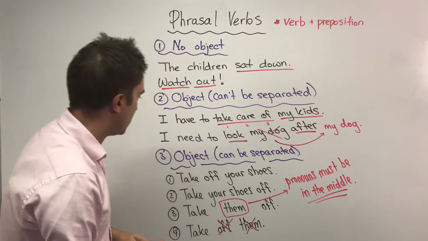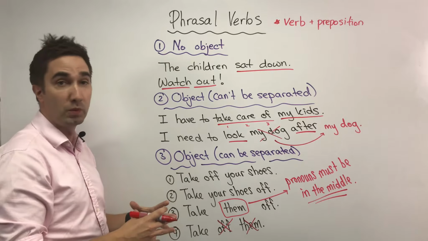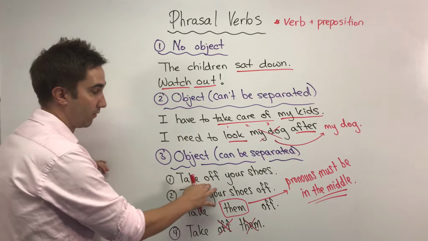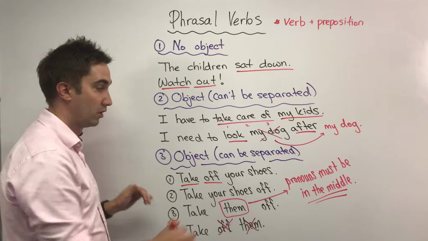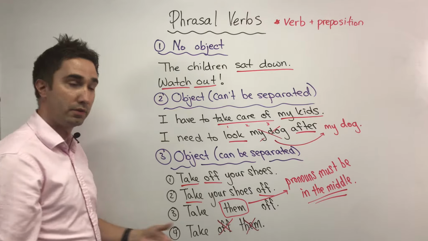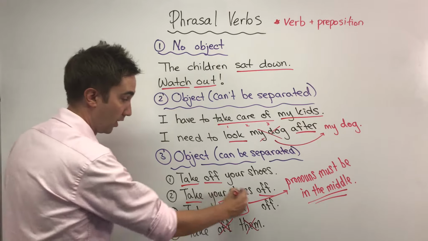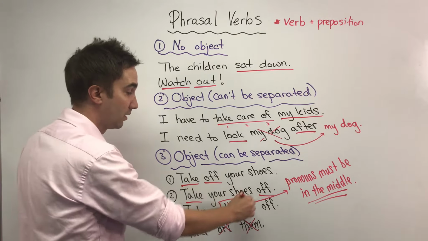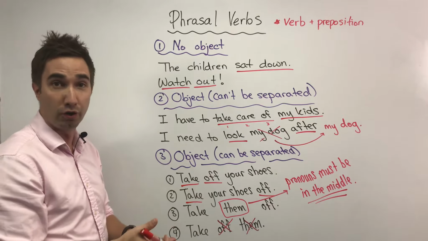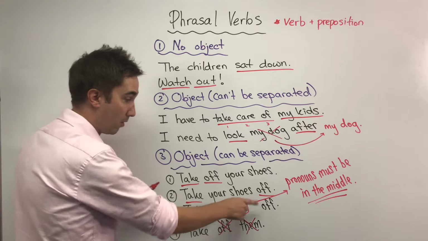Okay. Moving on to number two, these phrasal verbs have an object and we can separate them. So if you look at these examples, take off your shoes. The object is in the second part. Take your shoes off. The object is in the center. Take them off is okay. I'm using a pronoun. I'm replacing your shoes with a pronoun. It, him, her, something like that. And I can use take them off.